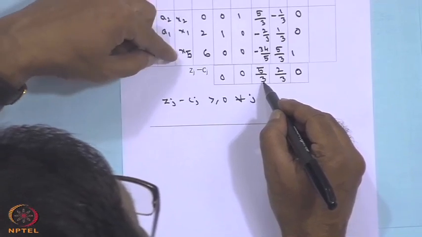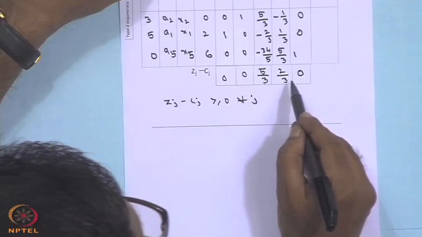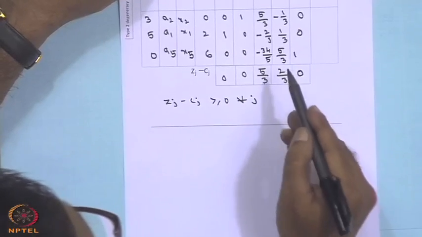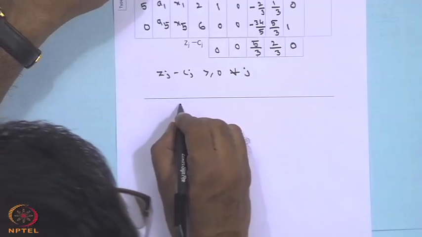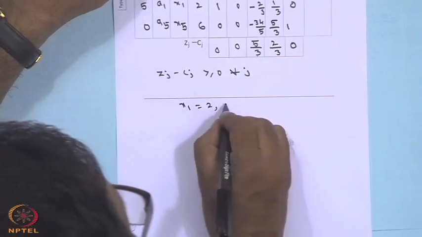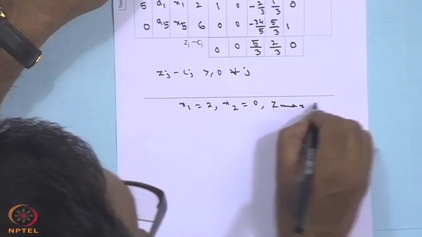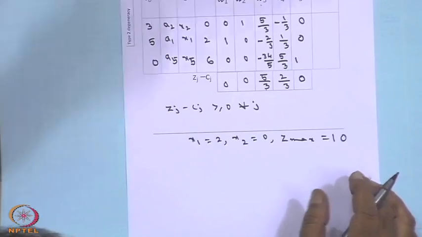x 1, x 2 is in the basis, x 5 is basic, and the non-basic variables are a 3 and a 4, corresponding to which z j minus c j value is greater than 0. So, although the problem is degenerate, you are obtaining the optimal solution, a unique optimal solution. x 1 equals 2, x 2 equals 0, z max equals 10. This is the optimal solution, but one thing should be noted.